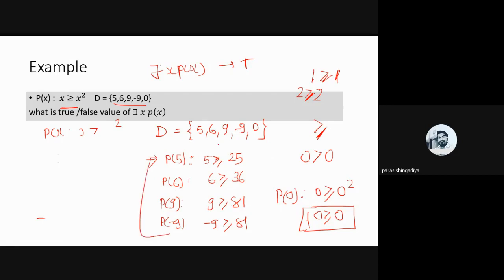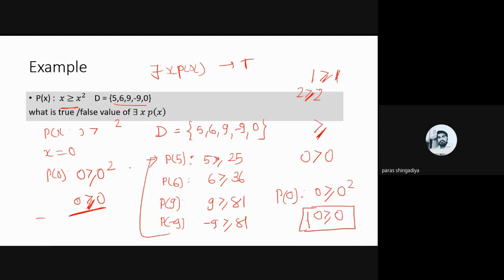But the last value from the domain is 0. For P of 0, we get 0 greater than or equal to 0 square, and 0 square is also 0, so 0 greater than or equal to 0. That is true in mathematics. Why is it true? Because equality is mentioned between these two zeros.